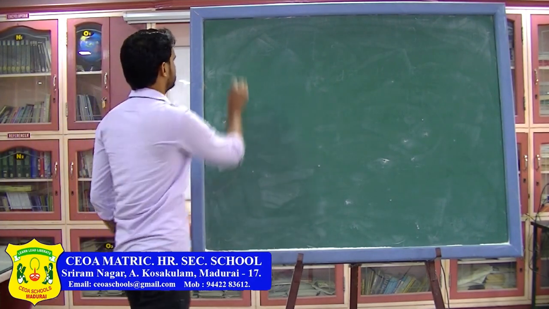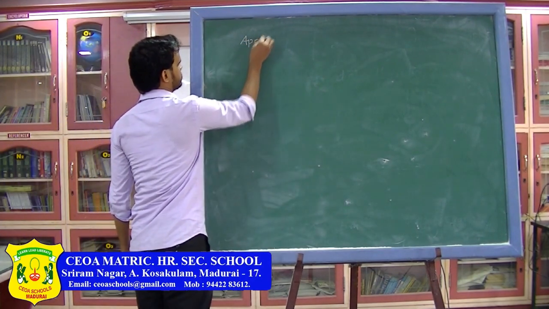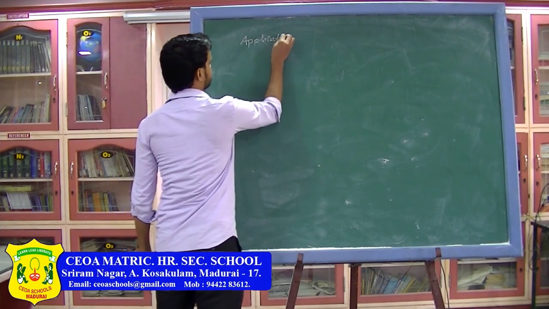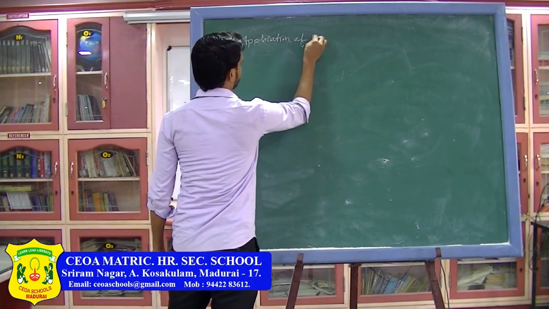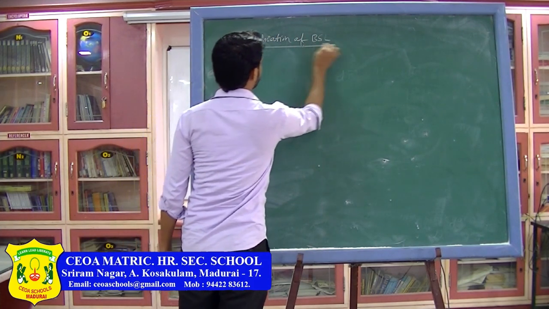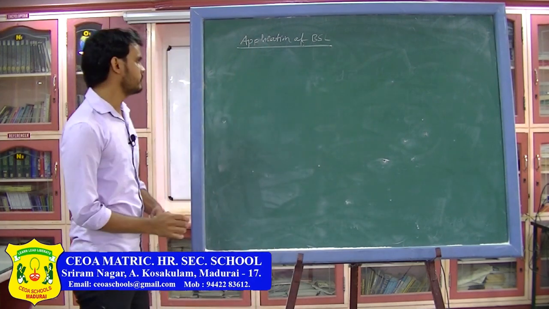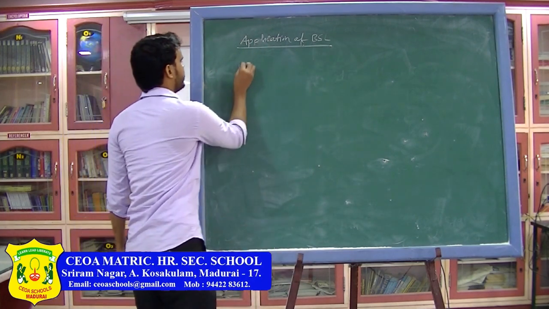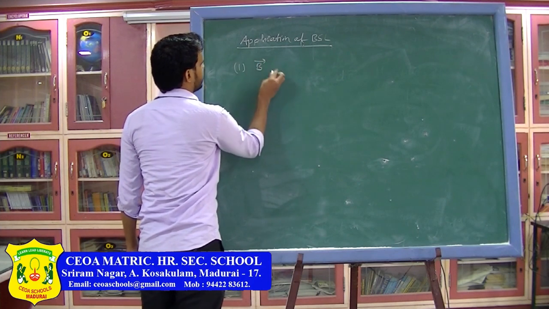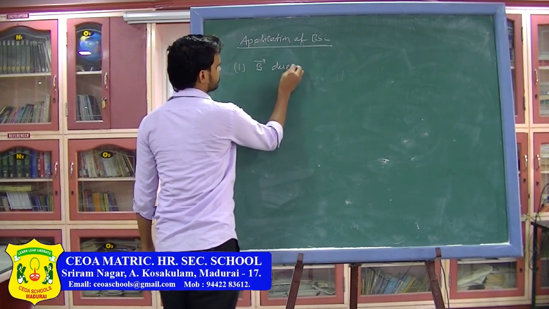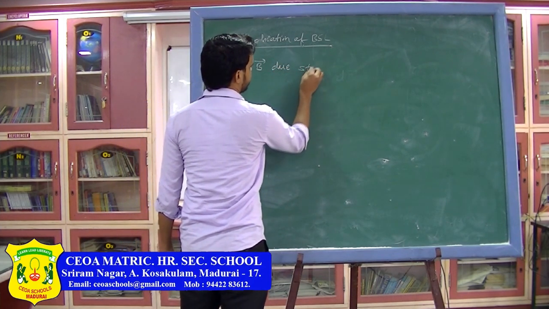So the next heading is application of Biot-Savart law. The first application we are going to find is the magnetic field due to a straight wire.